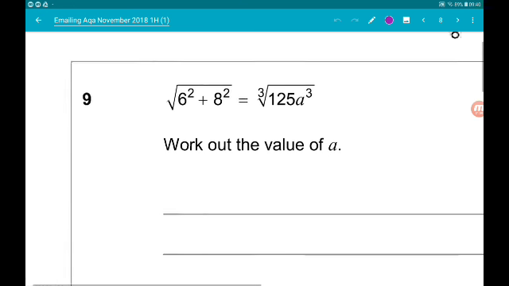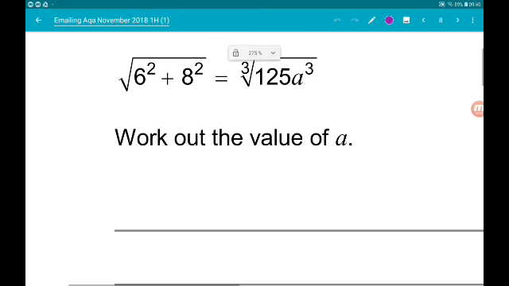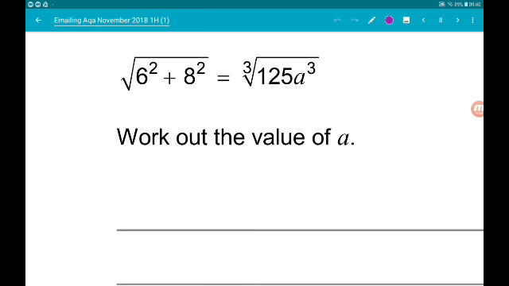Okay, number 9. Now I know everyone loves this one. So we are told that the square root of 6 squared and 8 squared is equal to the cube root of 125a cubed. We want to work out the value of a.